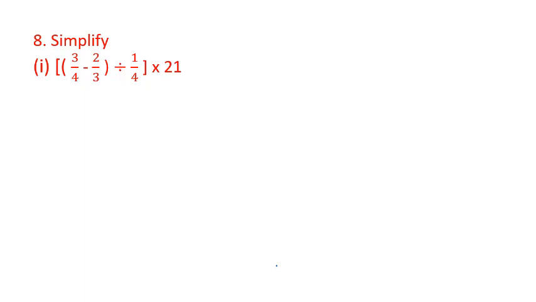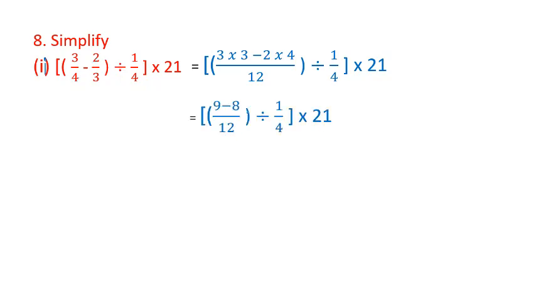3 by 4 minus 2 by 3, divided by 1 by 4 into 2 by 1. So what we'll do, we'll solve the first bracket first. There are two brackets, so we'll solve the first bracket. Take the LCM: 4 into 3 is 12, 3 into 3 and minus 4 into 2. You will get 9 minus 8 by 12, divided by 1 by 4 into 21. 9 minus 8 is 1 by 12, divided by 1 by 4 into 21.